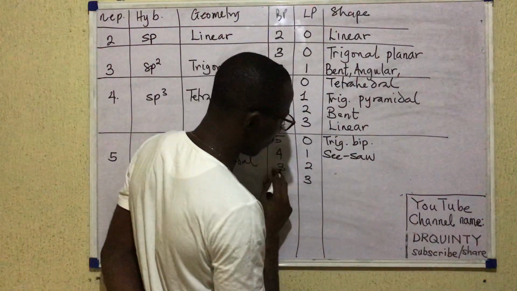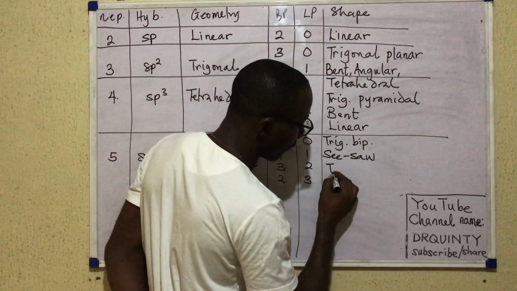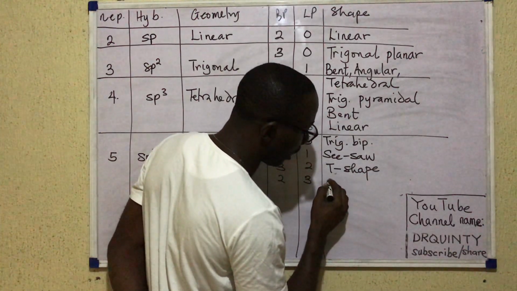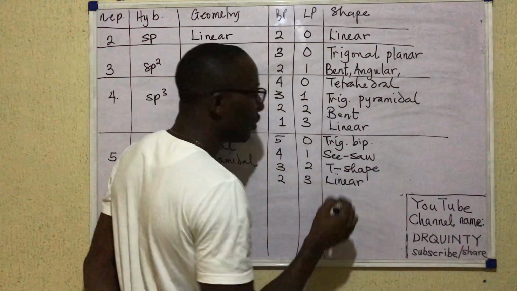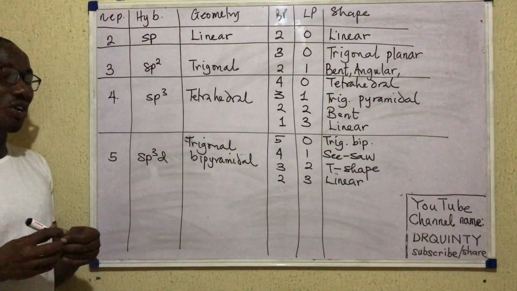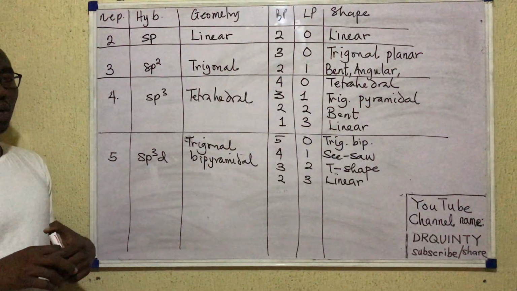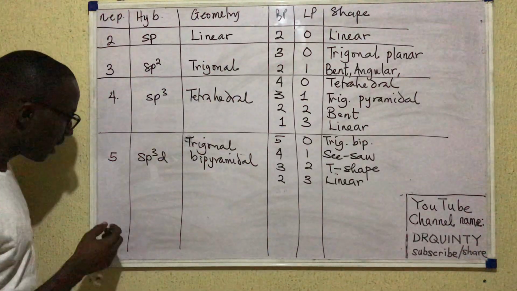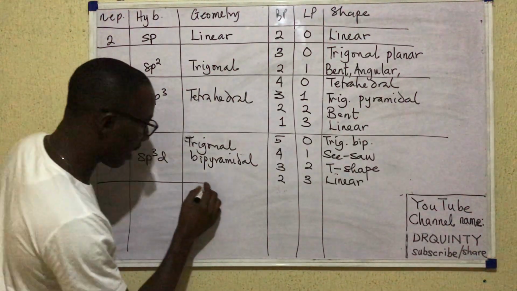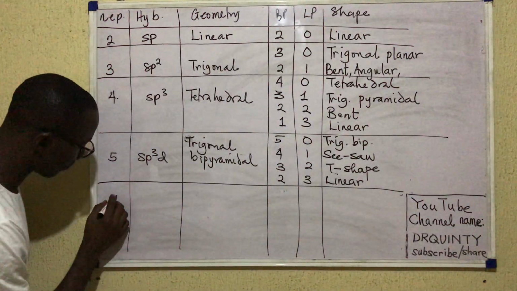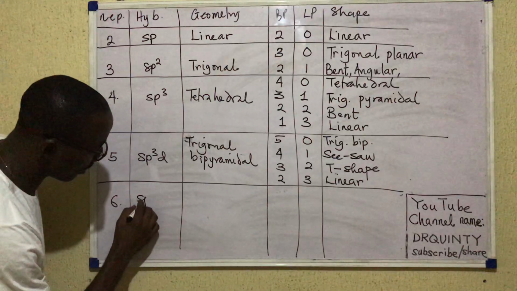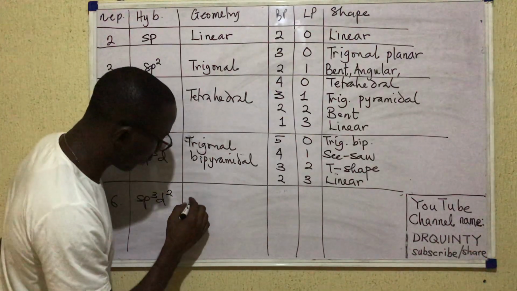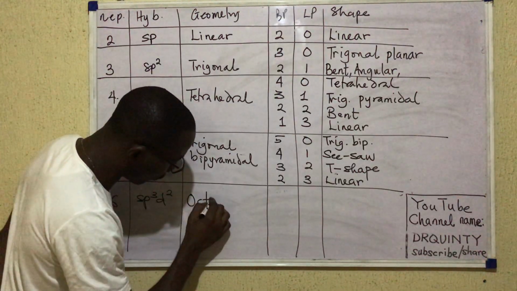And then beyond the seesaw, for 3:2 cases, we have what we refer to as the T shape. And then for the 2:3, we have what we call linear. So when we have 2 bond pairs and 3 lone pairs in a compound, the shape becomes linear. Now beyond that, the next one I'm going to show us is a case where we have 6 as our result. When the result is 6, the hybridization in the central atom will be sp3d2, and the geometry of that compound will be octahedral.